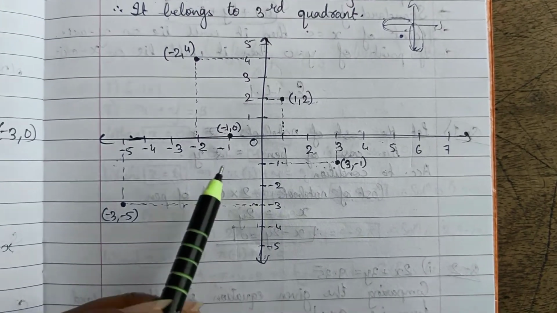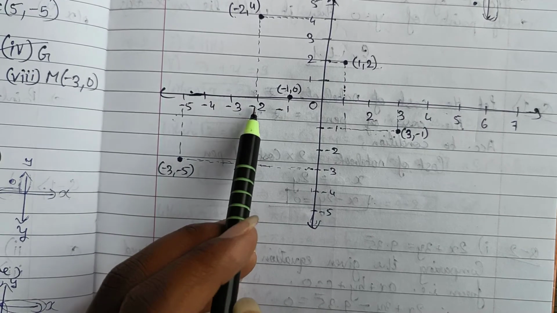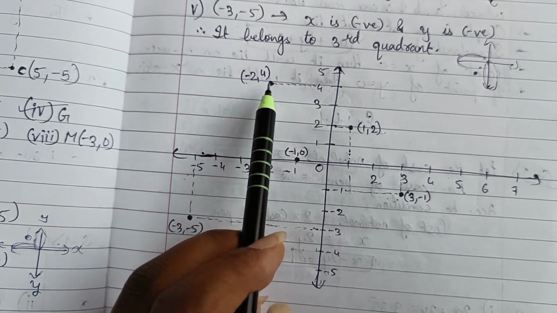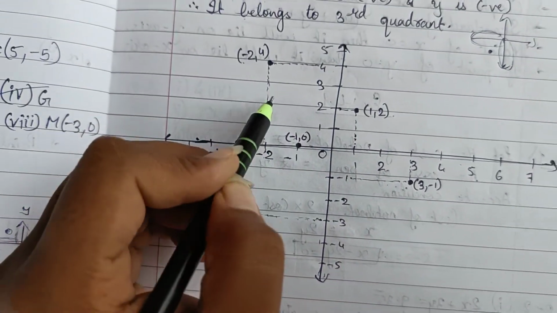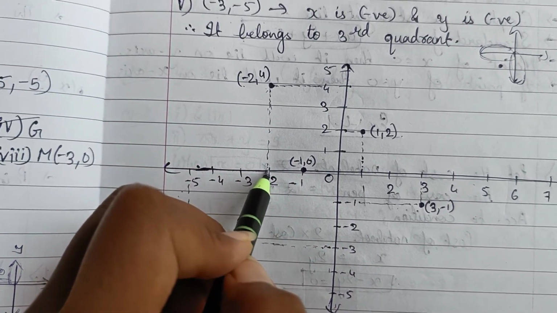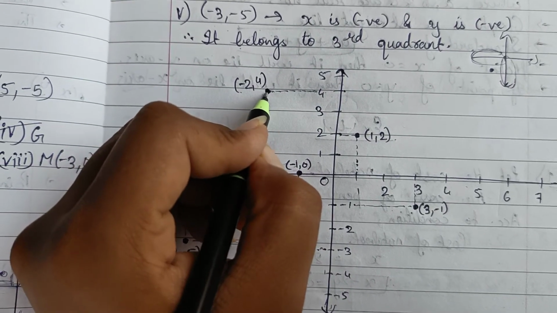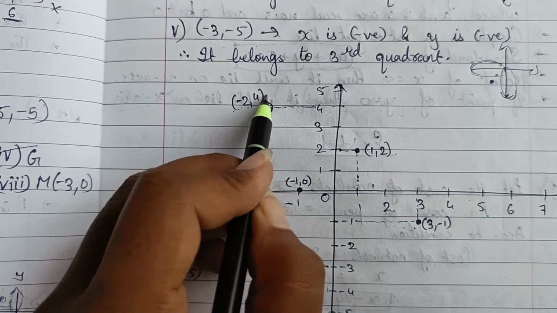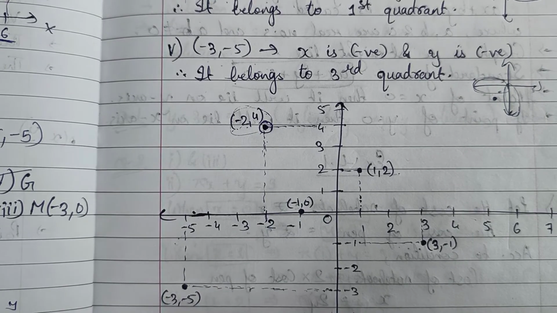Now, the first point is -2, 4. So -2 is on the negative x-axis and 4 is on the positive y-axis. So your point will be over here. You have to plot your points like this with dotted lines on your graph paper. You have to use only pencil. Wherever you get a point, make a dot and write it there, -2, 4. This is the name of this point, -2, 4.